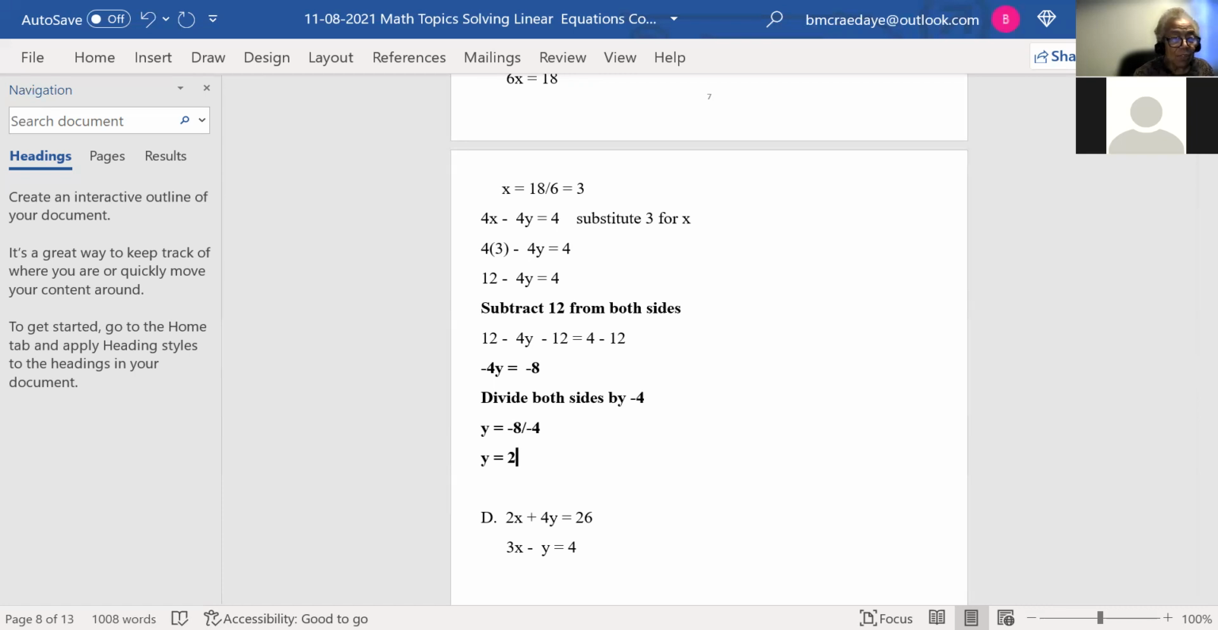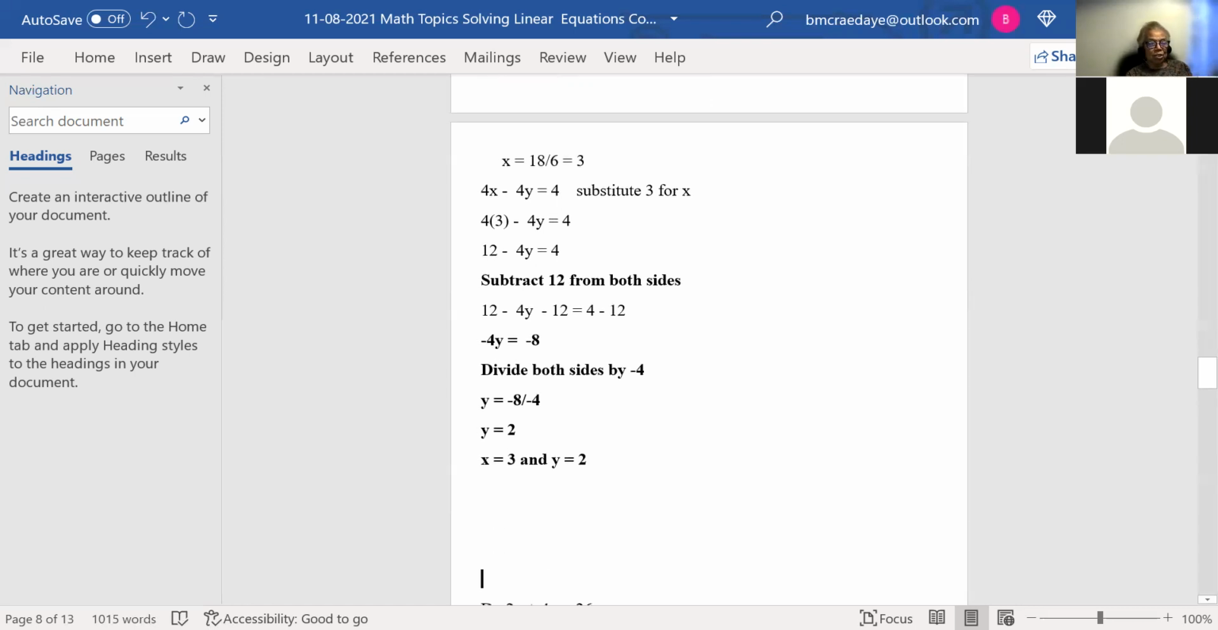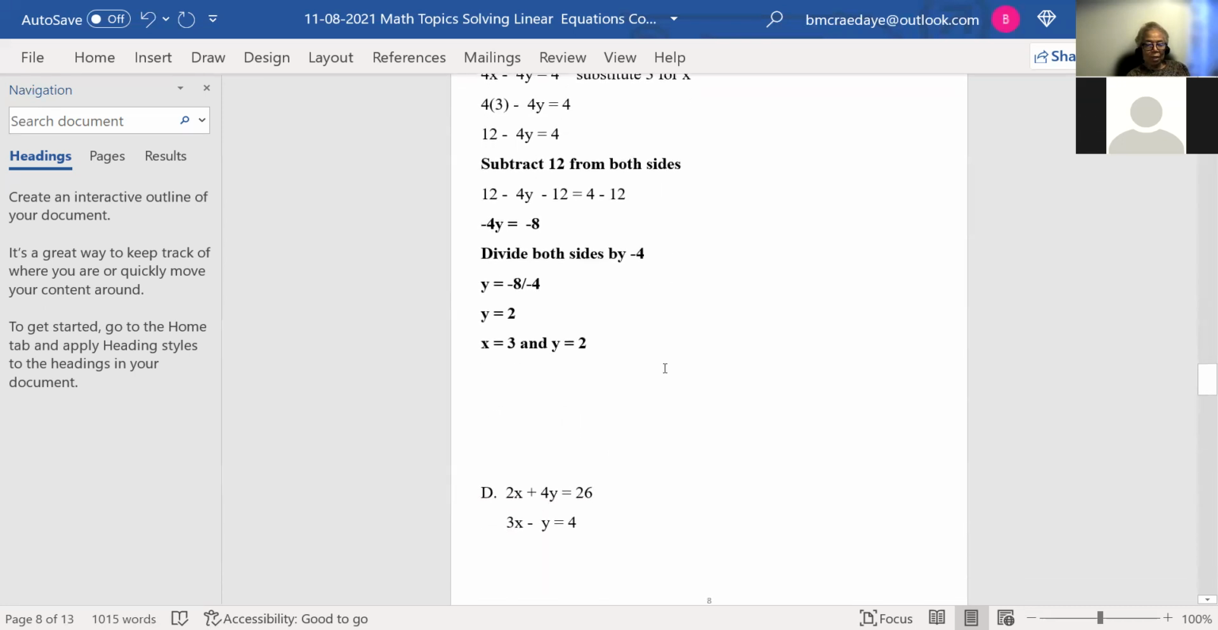So our answers are what? What was our x? So x equals 3 and y equals 2. That would be the answers for those equations. All right. Okay. Now let's try another.